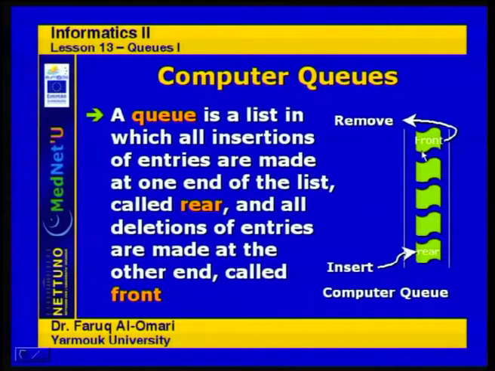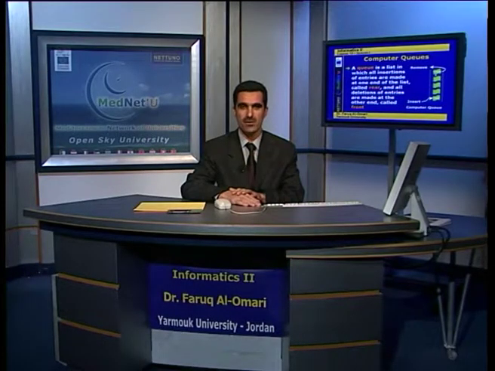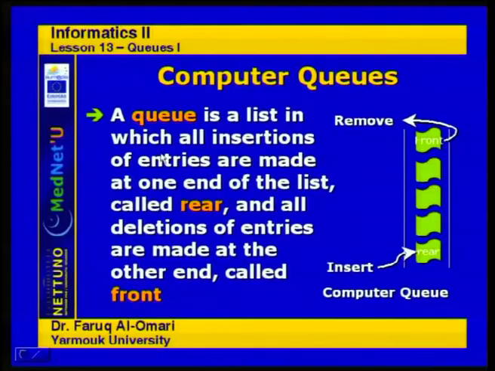Computer queues, it is a list like this. Very similar in a sense to the stack which we talked about in the last two lessons. However, there are some changes and variations. Basically, a queue is a list in which all insertions of entries are made at one end of the list. Insertions go to a place we call the rear or tail, the end of the queue.